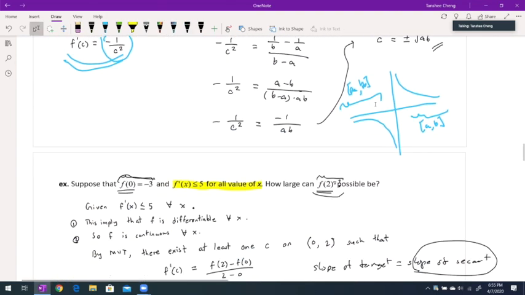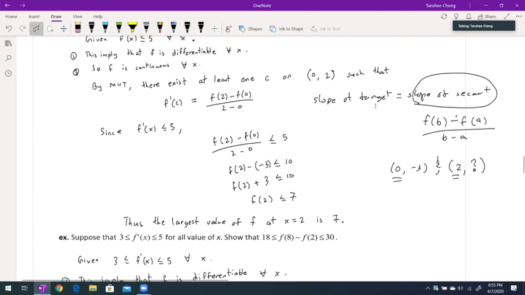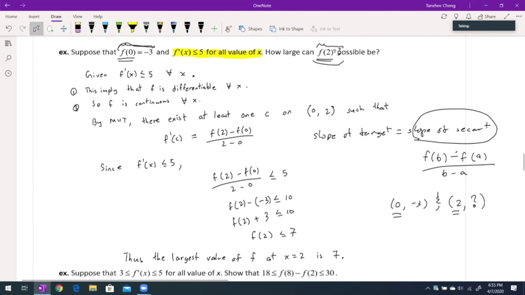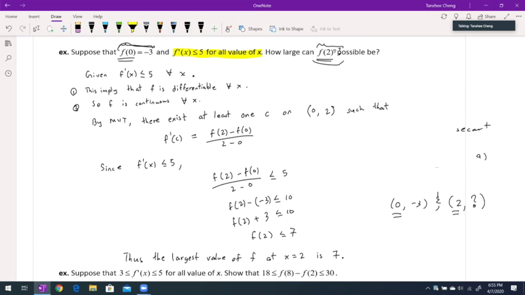So now, continuing this. Since the slope of the tangent line at any point x for this particular function must be less than 5, from the mean value theorem, in that interval the slope of the secant line is equal to the slope of the tangent line. So therefore, the slope of the secant line also must be less than 5.